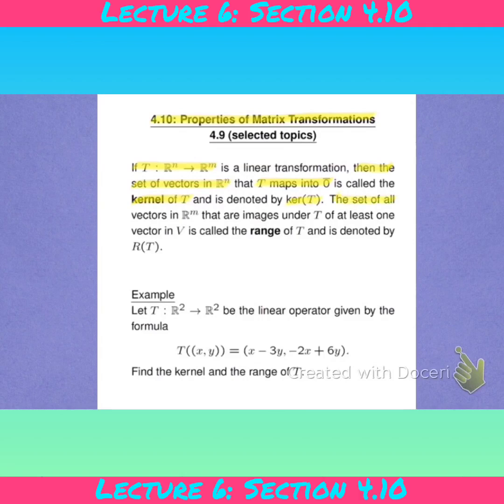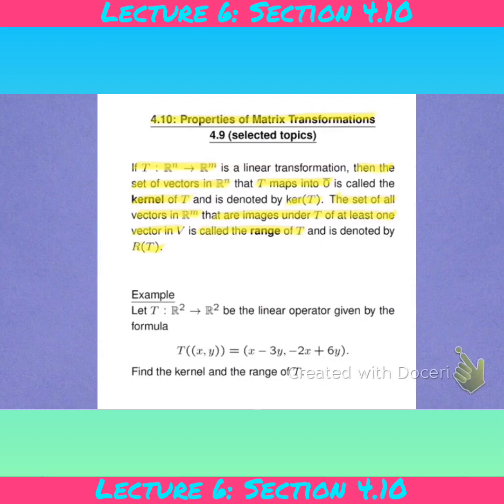Right, so the set of all vectors in Rm that are images under T of at least one vector in Rn is called the range of T. The range should already be a familiar concept, and it is denoted by R of T. So the range is pretty much the images that you get if you let T act on the whole of the domain.